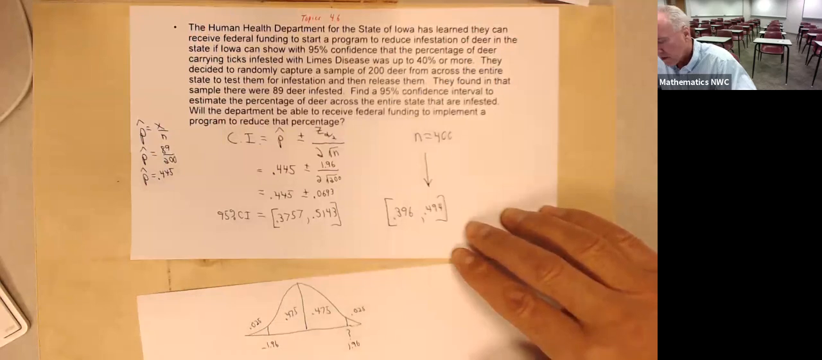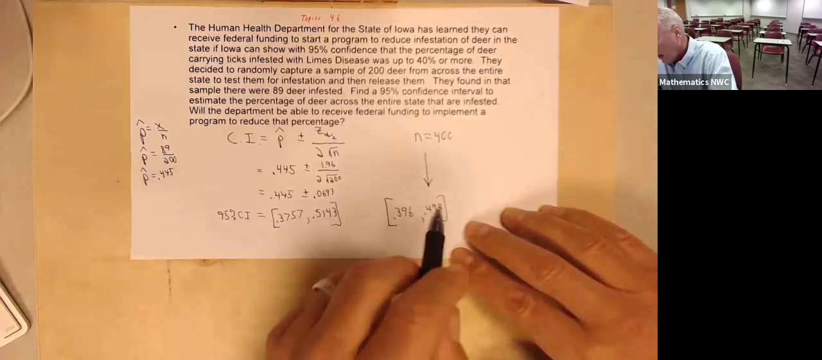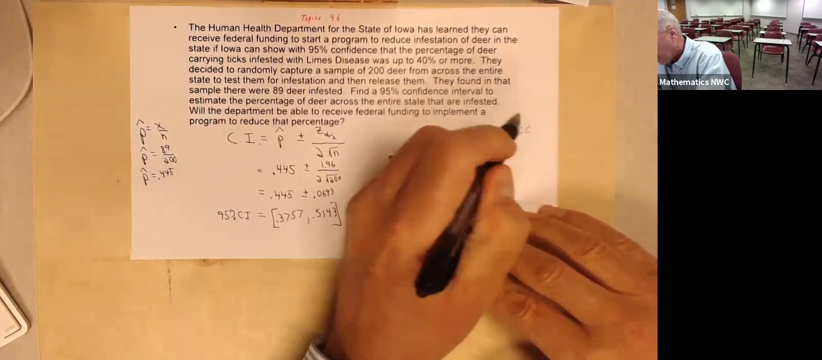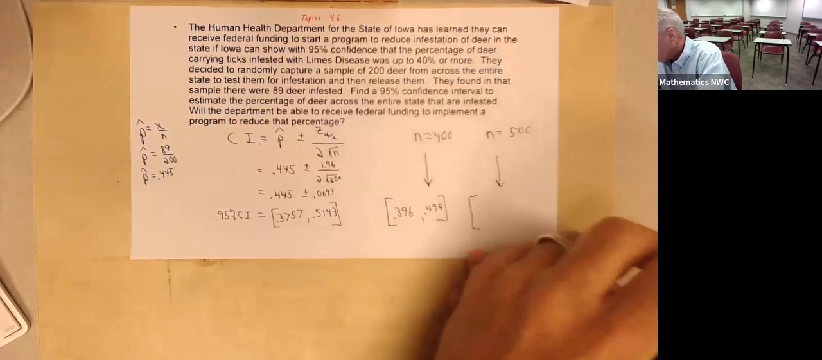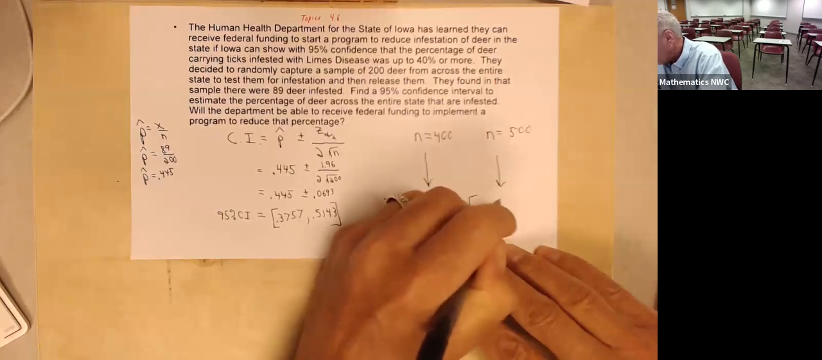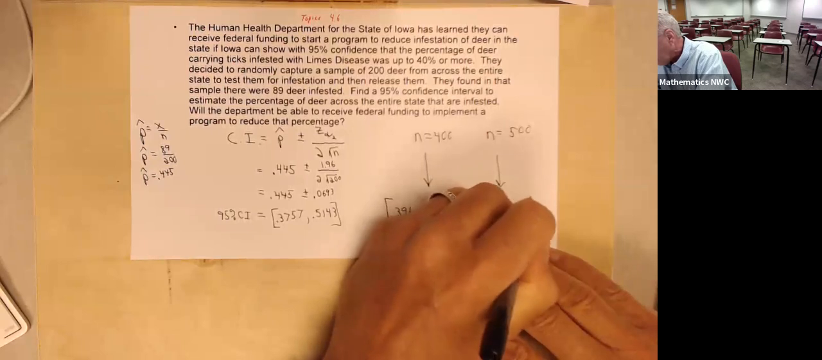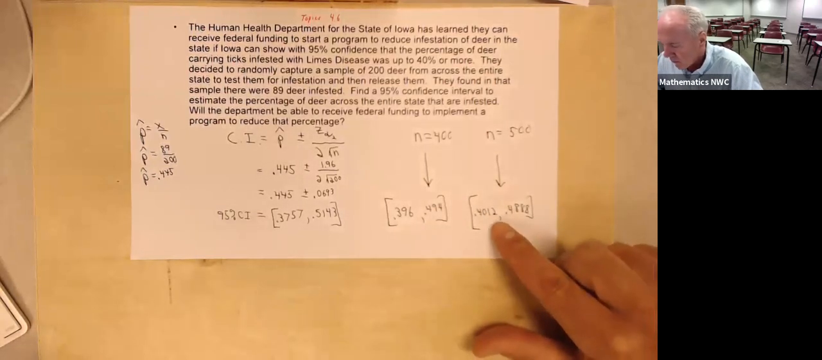Unfortunately, still not large enough because it went below 40. If I bump the sample size up to 500, then my interval becomes 0.4012, 0.4888. This time, it is entirely above 40.